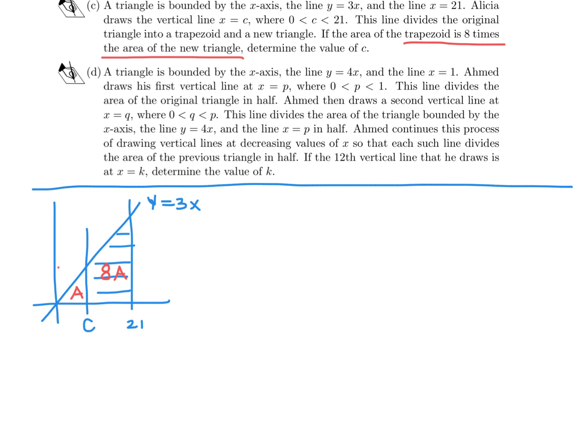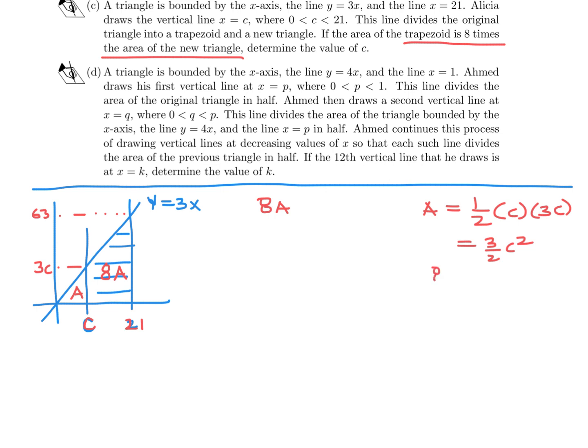So this is c here, so that would be 3c on the y-axis. This is 21 here, so this would be 21 times 3, 63. So those are the y coordinates. And now let's figure this out here. So 8A and A. So A is 1/2 base times height. So the base is c, and the height is 3c. So that's 3 over 2 c squared. Correct? Yeah.